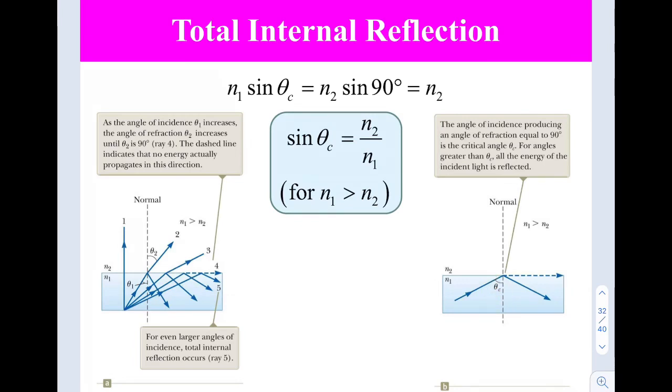And this is where we have n1 sine theta c equal to n2 sine 90, and sine 90 gives you 1. Therefore, on this side you are left with n2 only. This is only going to happen whenever the light or wave is traveling from a higher index of refraction to a medium with a lower index of refraction.